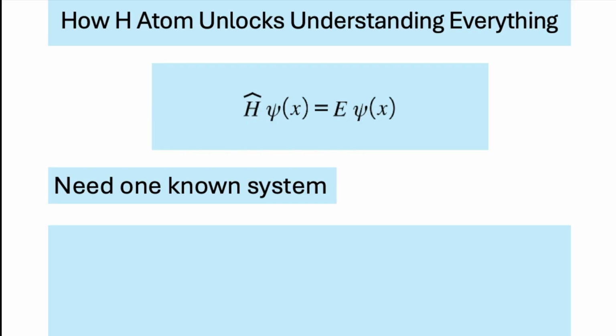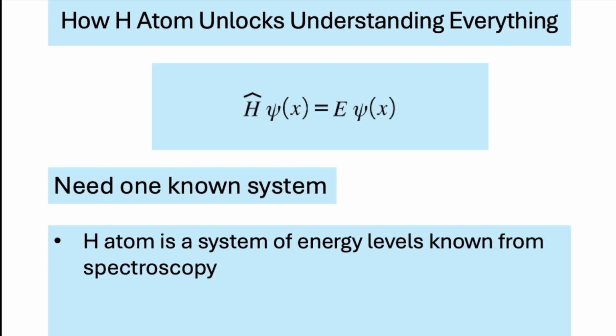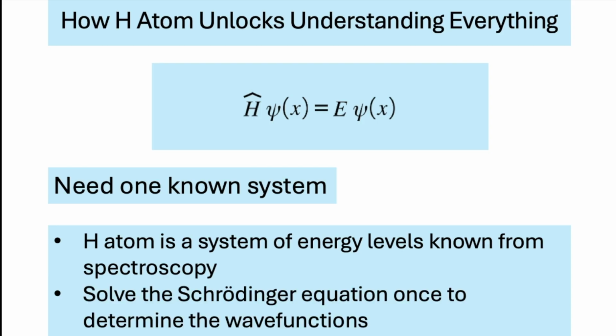So what we need is one known system. One system that we know all the energies very well. And the hydrogen atom provided this system. We know its energy level structure from spectroscopy. So then we should be able to solve the Schrödinger equation, and we only need to solve it once. And that will give us the wave functions that describe all the states of the hydrogen atom.